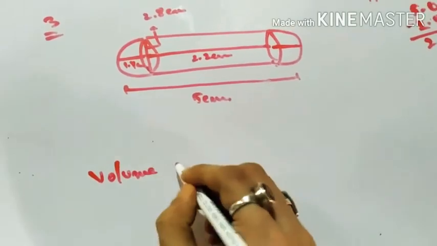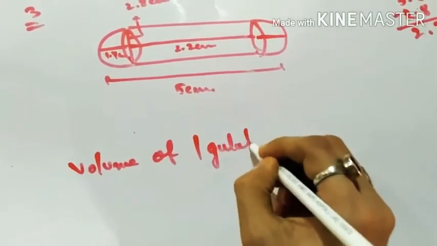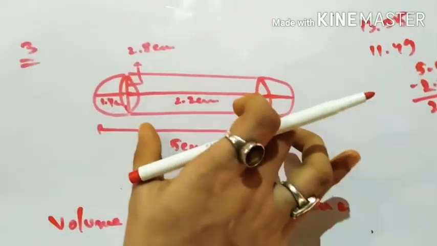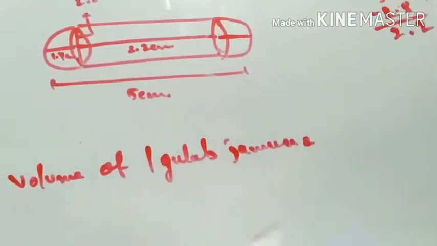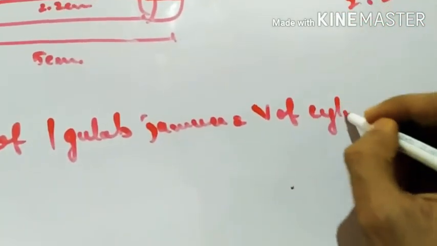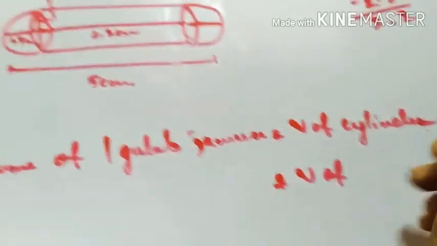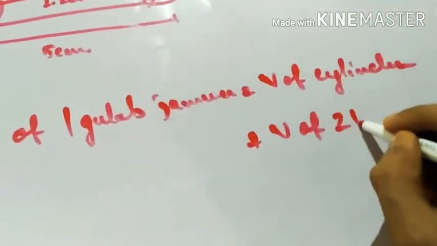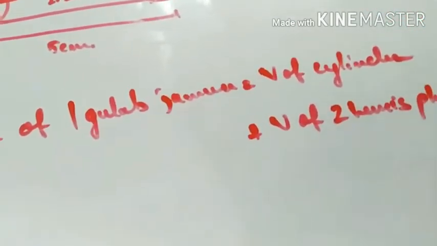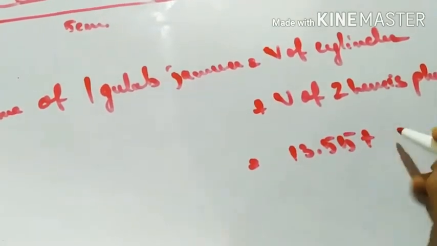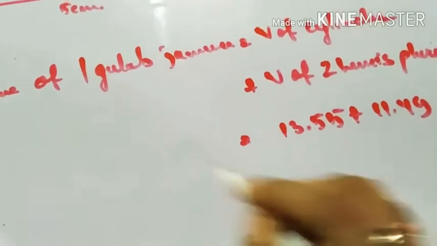Now I will find the volume of 1 gulab jamun. It will be equal to the volume of the cylinder plus the volume of the two hemispheres. Volume of cylinder we got 13.55, plus volume of two hemispheres we got 11.49.